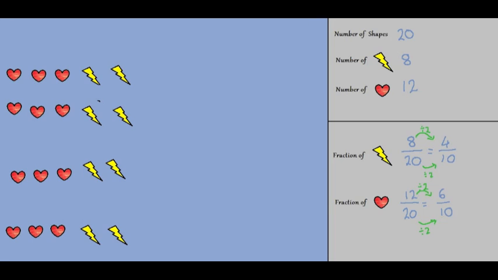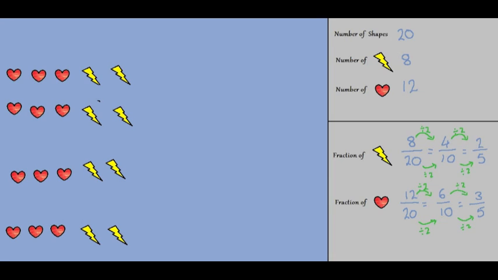So instead of writing my fraction as tenths, I can say that for every 5 shapes I pick up, 2 of them are lightning bolts. And for every 5 shapes I pick up, 3 of them are love hearts. And notice again that I've halved my shapes again. I've split them into another 2 groups, and 4 divided by 2 is 2, 10 divided by 2 is 5, 6 divided by 2 is 3, 10 divided by 2 is 5.